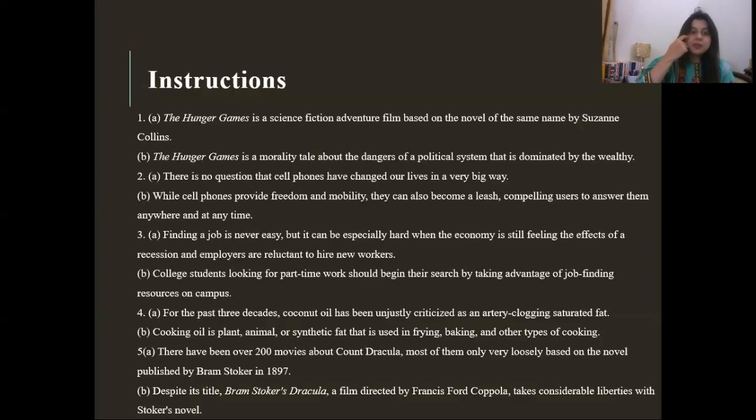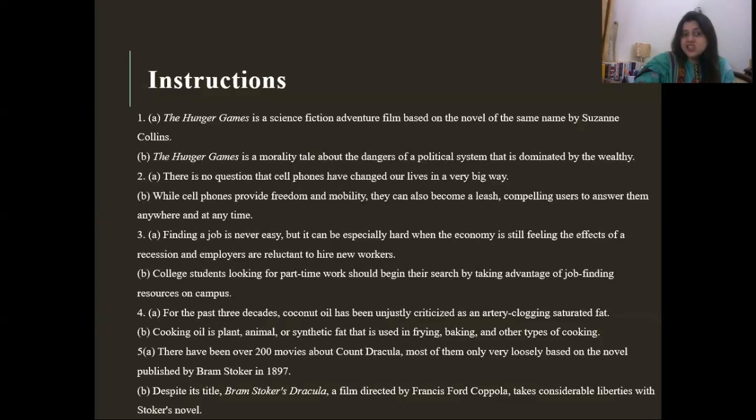Now sentence number 2, which is the thesis statement for the second topic. Let's read it. There is no question that cell phones have changed our lives in a very big way. तो ये थीसिस स्टेटमेंट पढ़ के अंदाजा हो रहा है कि probably the topic is about how cell phones have affected our life या impact of cell phone on our life, इस तरह का कोई टॉपिक है. लेकिन थीसिस स्टेटमेंट क्या है? There is no question that cell phones have changed our life. तो no one can question कि cell phones have changed our life.